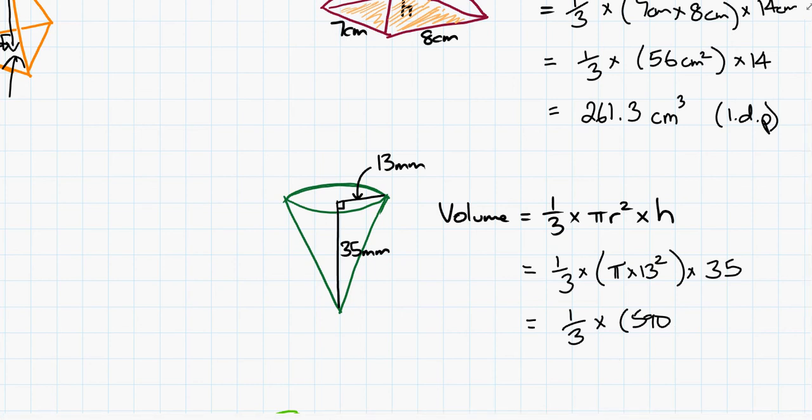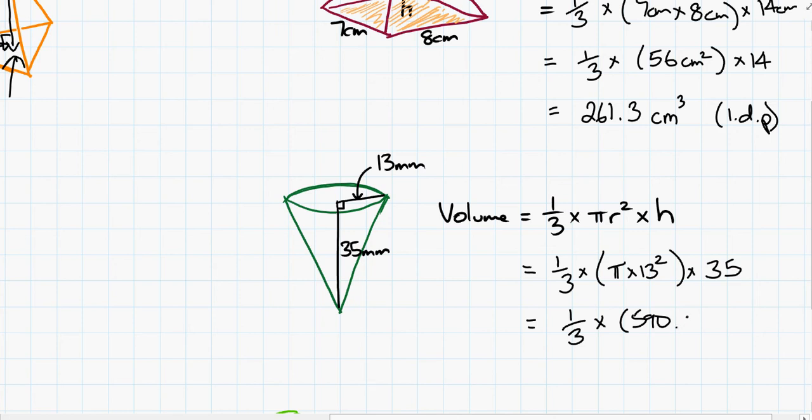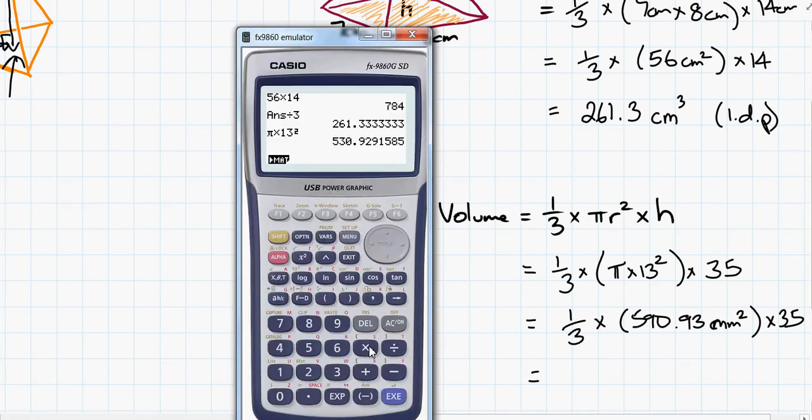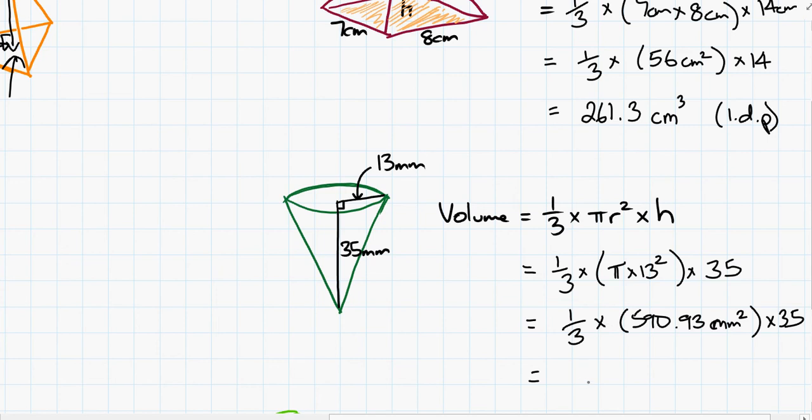590, what was that again? 93. And that's millimeters squared, so that's the area of the circular base, times 35. Okay, so my final answer would be, multiplying that by 35, which is the height of the cone, and then dividing that by 3. So I get 6194 millimeters cubed.